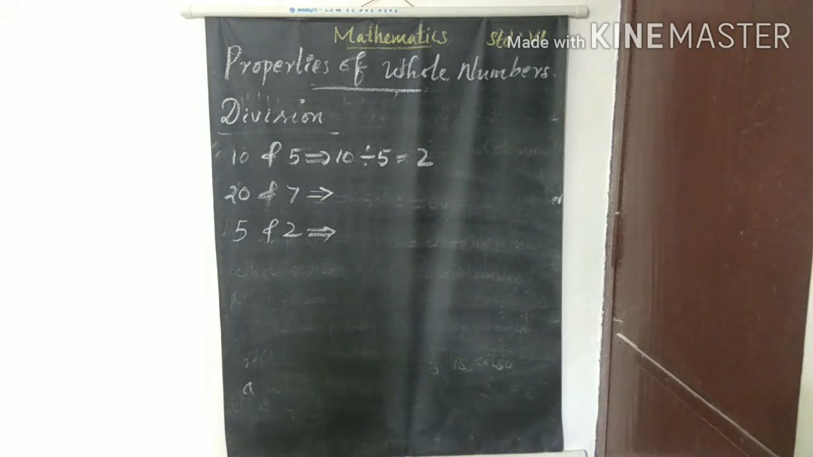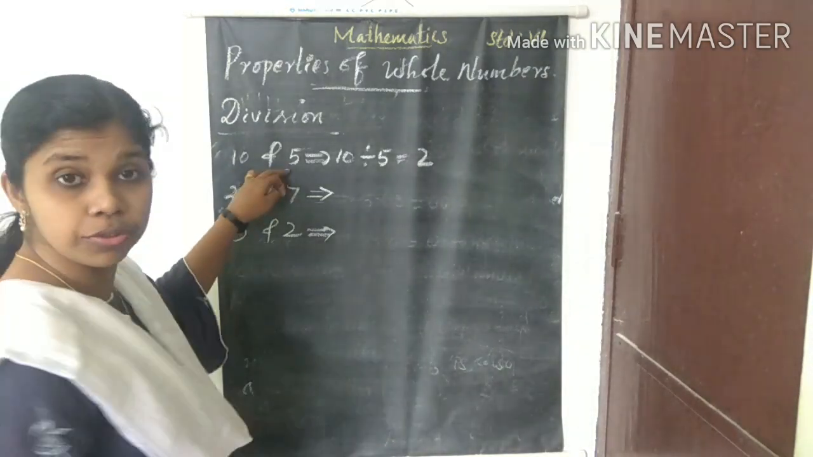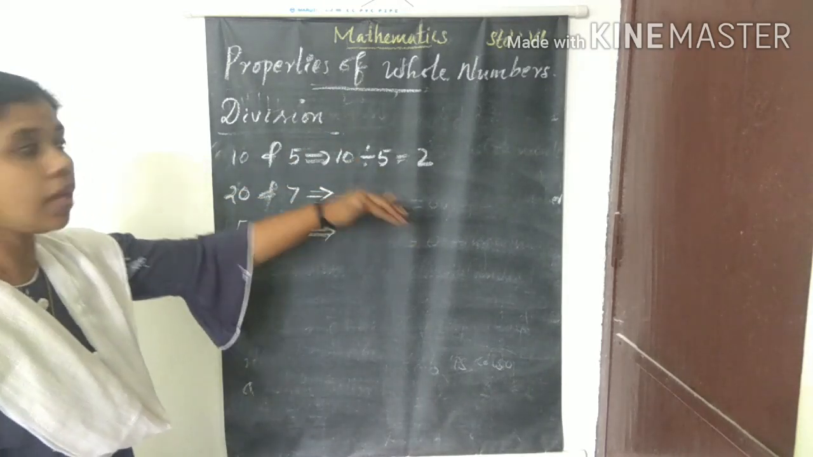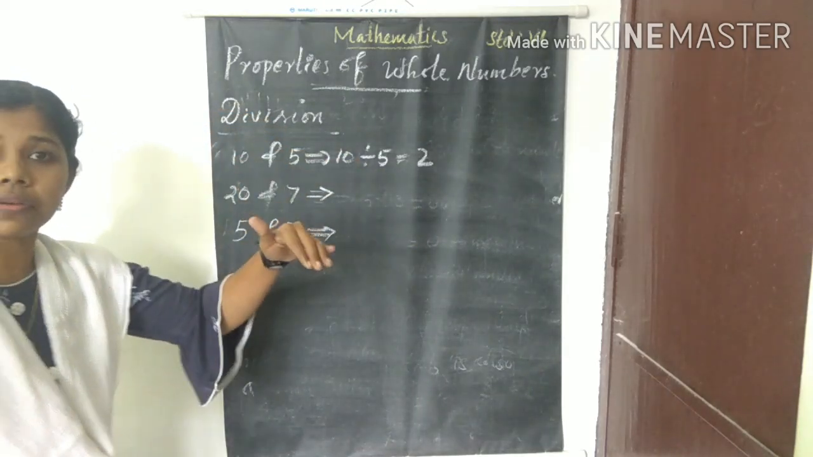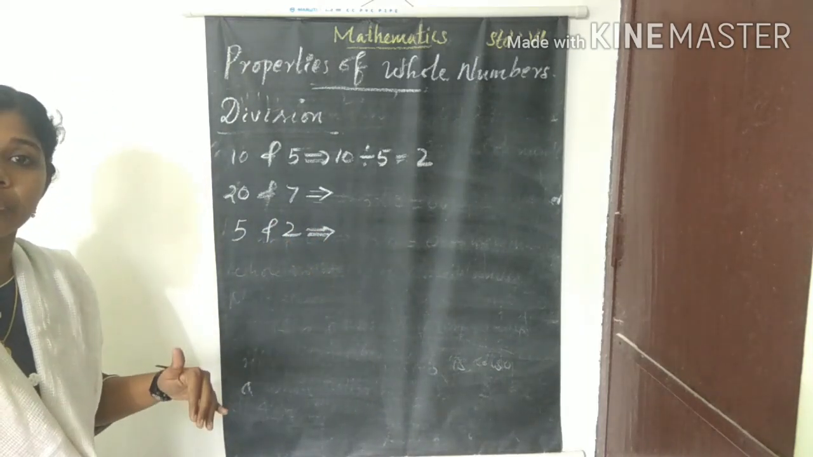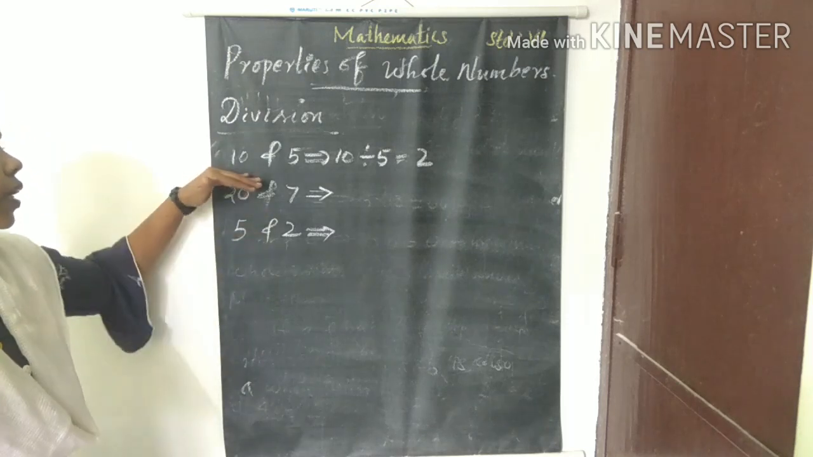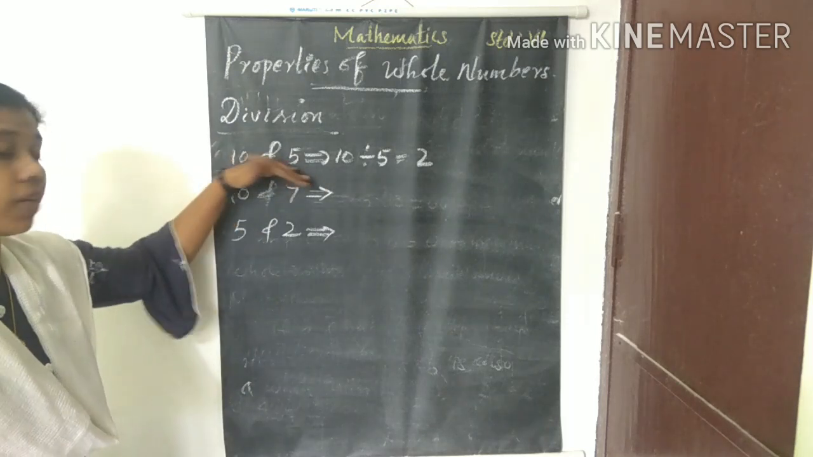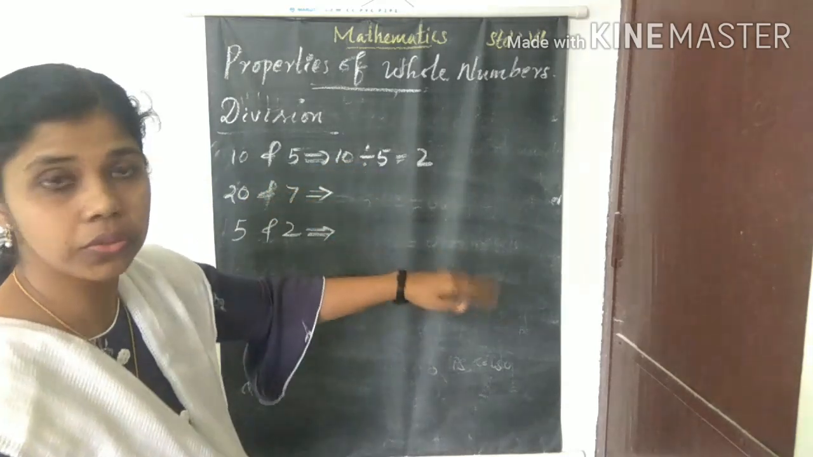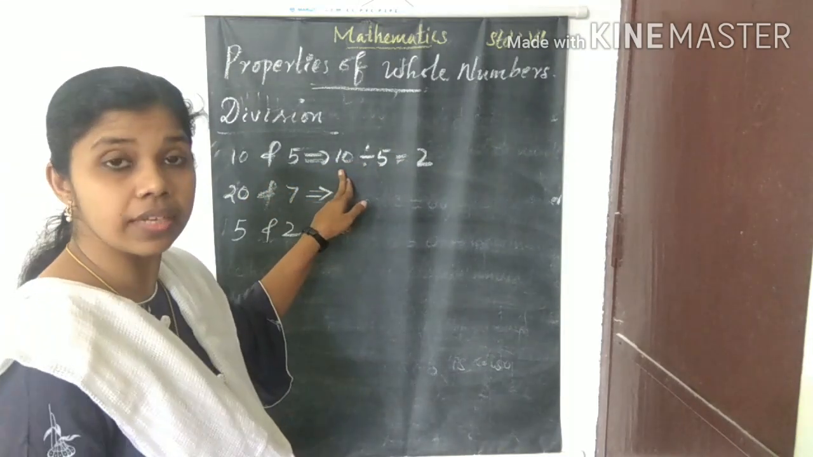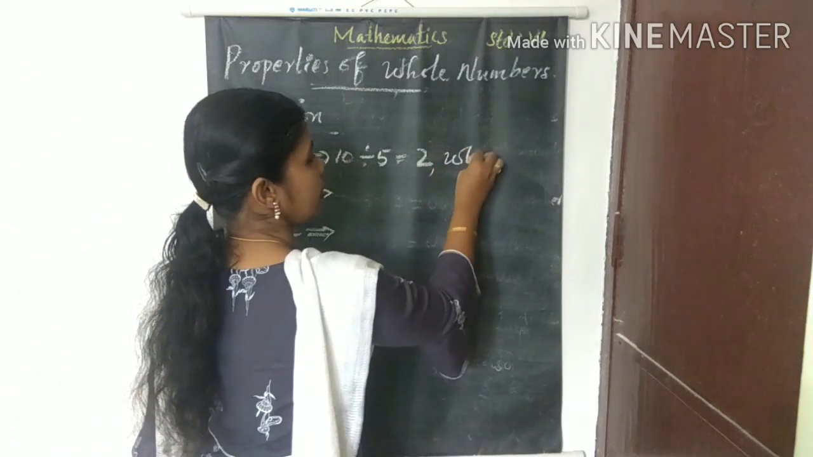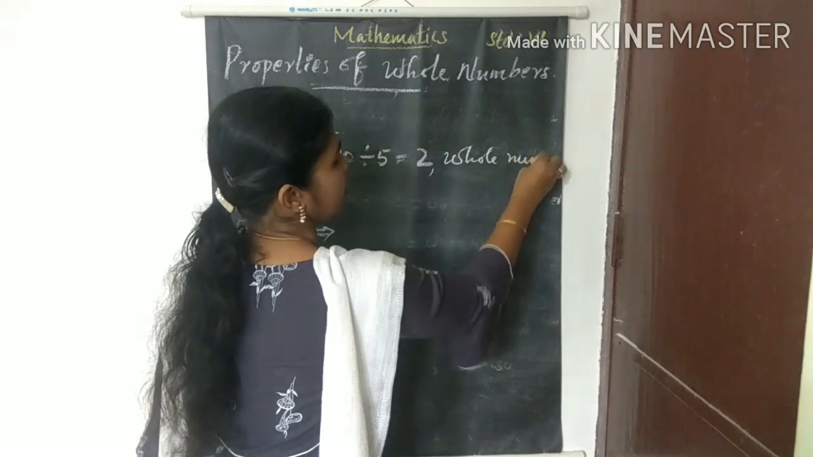Next, division. Here also I take two whole numbers. But here we check this: we divide two whole numbers, then is their quotient also a whole number? Now we can check 10 and 5. I take 10 and 5, whole numbers. Yes, 10 divided by 5 is equal to 2. How many 5s in 10? Yes, 2 5s. That is the answer. 2 is a whole number.